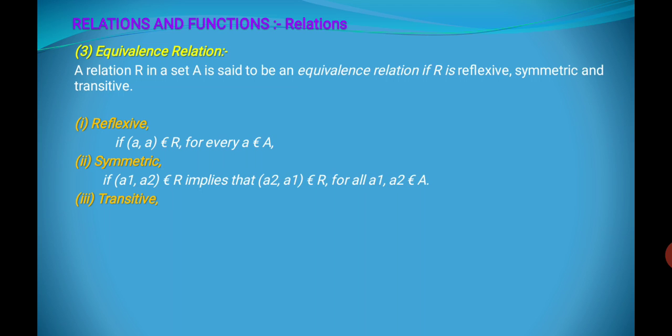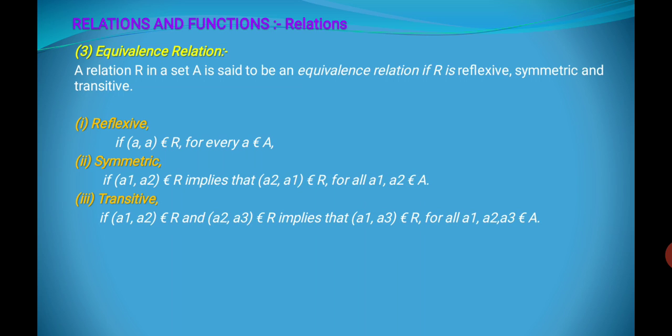Then transitive relation. Transitive means what? If (a1, a2) is in R and (a2, a3) is in R, that implies (a1, a3) must be in R for all a1, a2, a3 in A. If A is the set {1, 2, 3}, then if (1, 2) is in R and (2, 3) is in R, then 1 का relation 2 के साथ, 2 का 3 के साथ, then (1, 3) must also be in R. If that condition is satisfied, then the relation is a transitive relation.